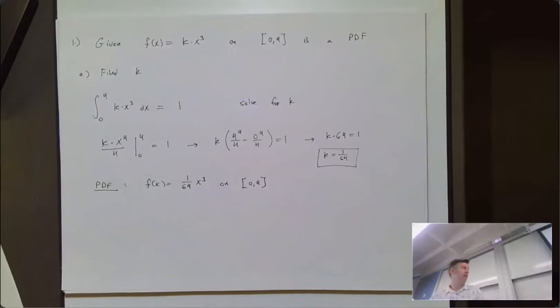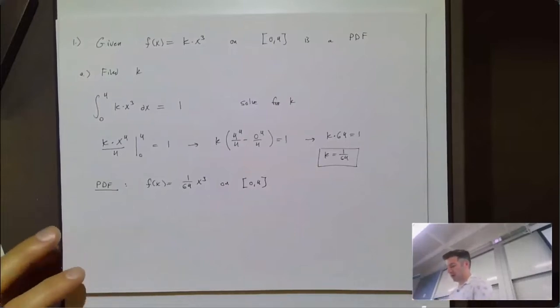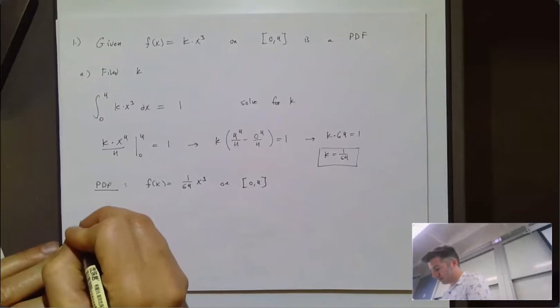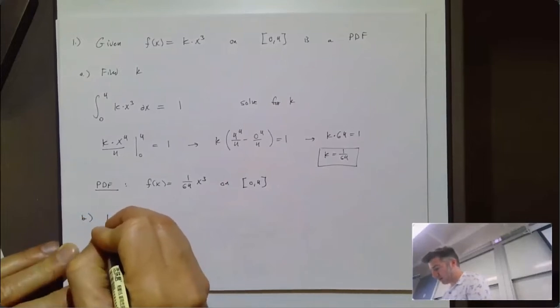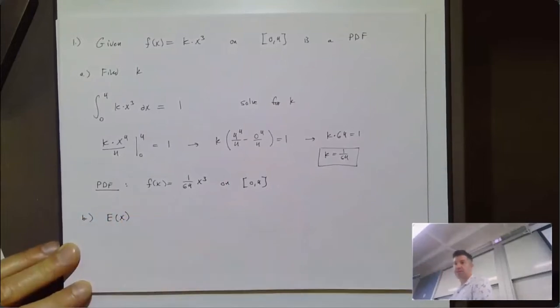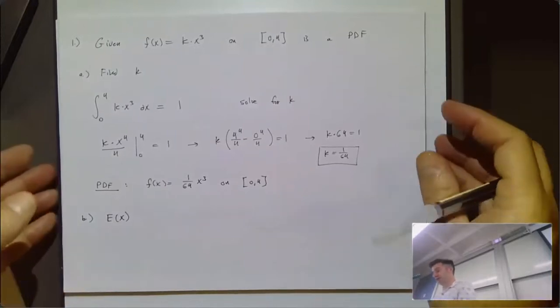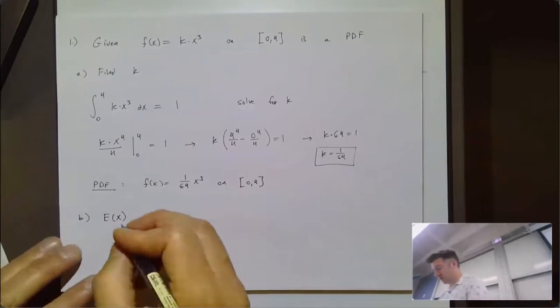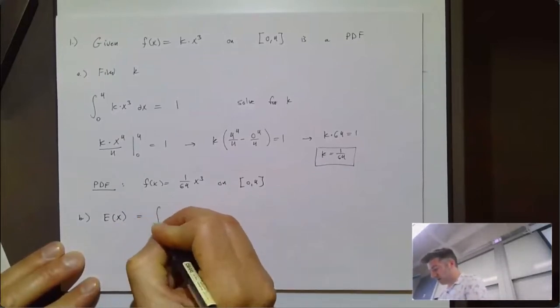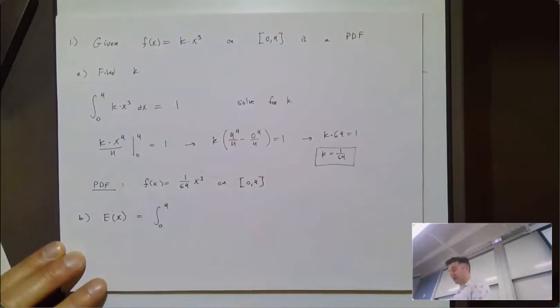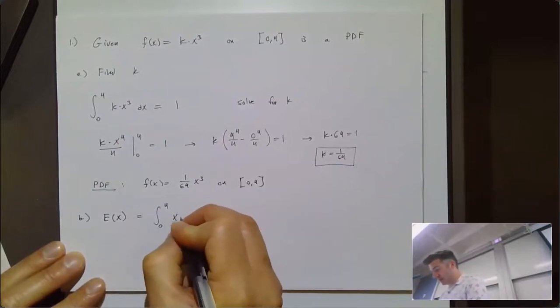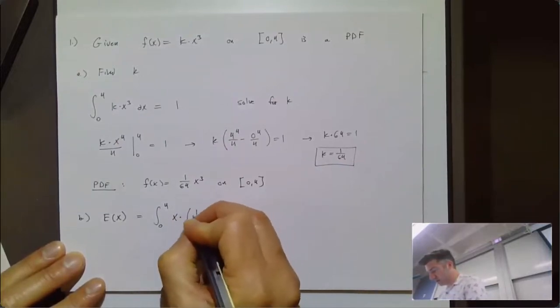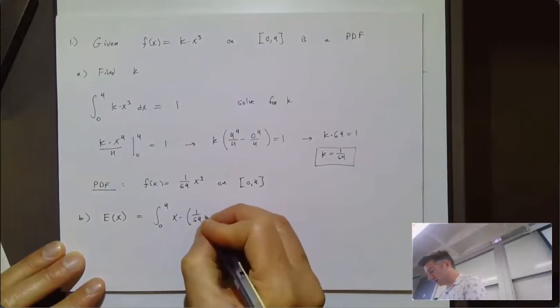Let's go ahead and find the other things for it. Let's go ahead and find the mean or expected value. These are probably things your teacher will expect you to memorize, right? The expected value formula is not terrible. You're just doing the integral again, but now you're multiplying the whole thing by x. So it's going to be x times your PDF, 1/64 times x cubed.